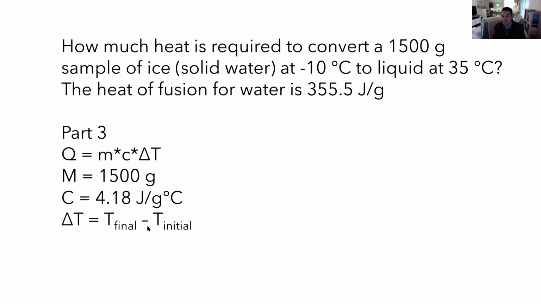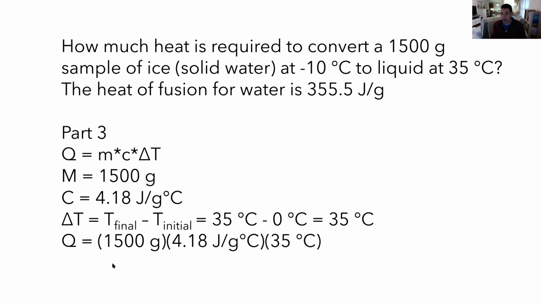And the delta T, T final minus T initial. What's the initial temperature of this liquid water? Well, it just finished melting. Its temperature right now is 0 degrees Celsius. That's its initial temperature. Its final temperature will be 35. So 35 minus 0, just 35 degrees Celsius. Plug it all in. 1,500 grams times 4.18 joules per gram degrees Celsius times 35 degrees Celsius. And what do we get? 219,450 joules.